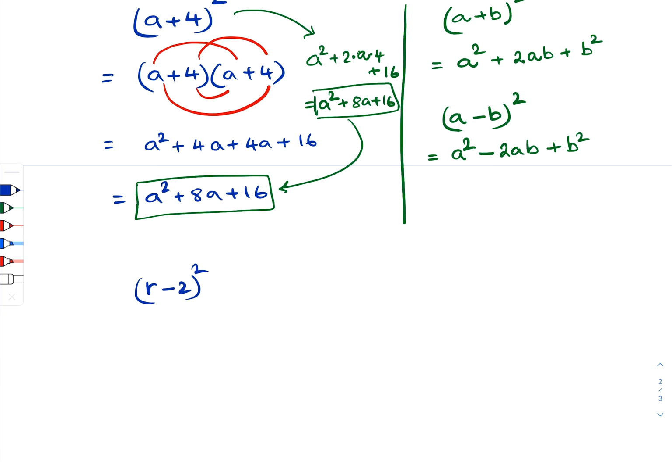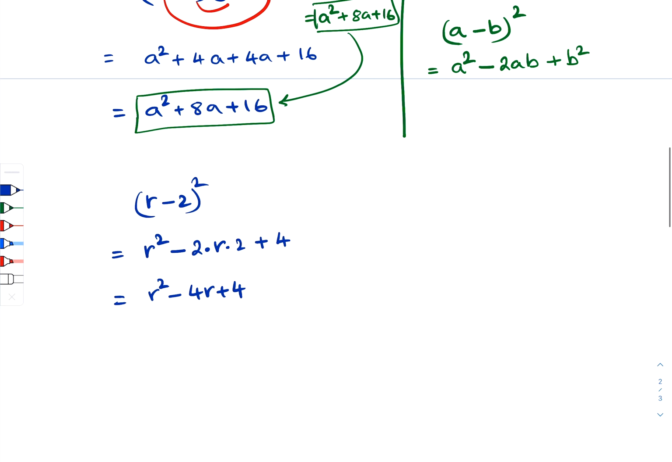Okay, so hopefully you tried it and you got it right. Let's walk through the steps. Square the first term, then subtract 2 times the first term times the last term, and then add the square of the last term, which is 4. So r squared minus 4r plus 4.